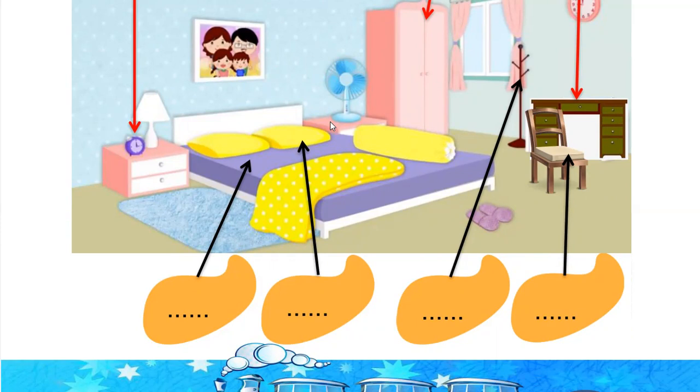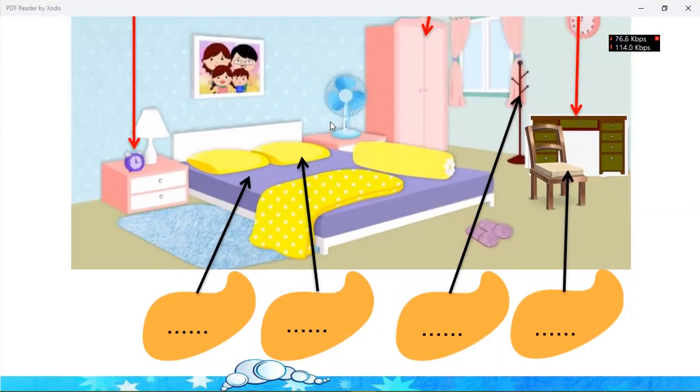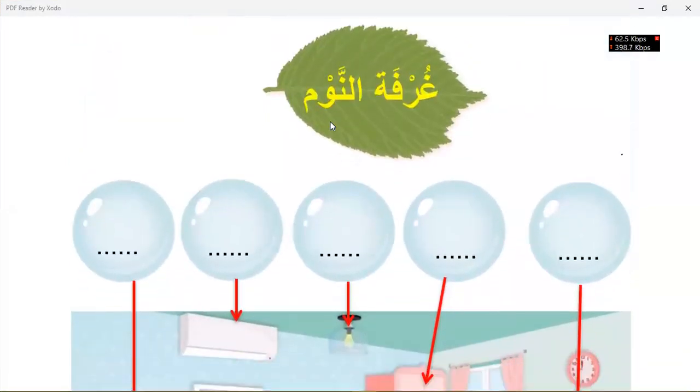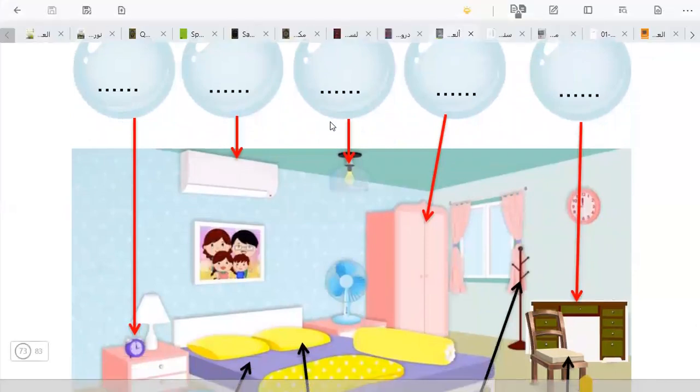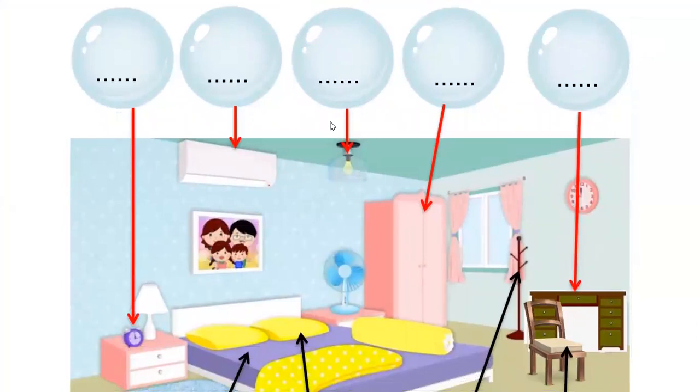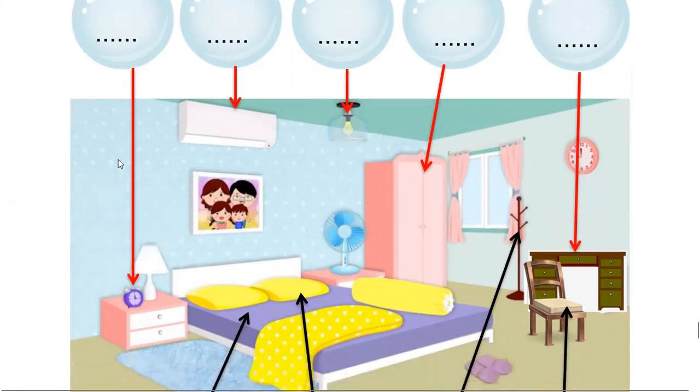Wisada. Below is the pillow. And bed is Sarir. Sarir. Yes, Maktab, table. Dulab. Misbah. Misbah. Bulb. Mukayif. And Munabbih, an alarm clock. Munabbih. Alarm clock.